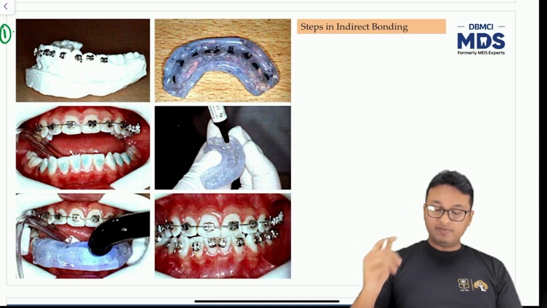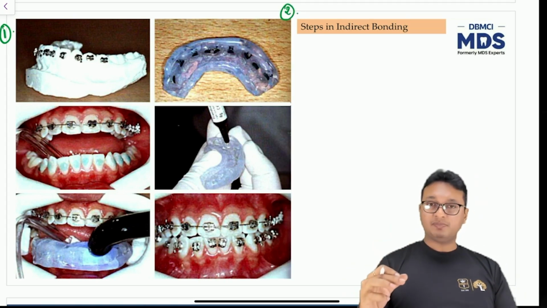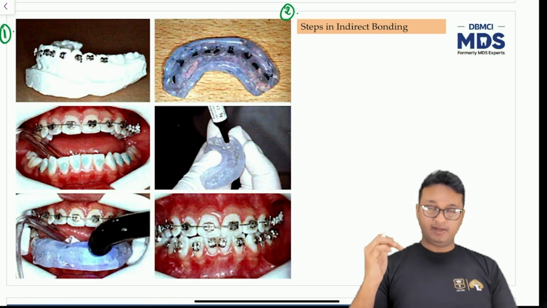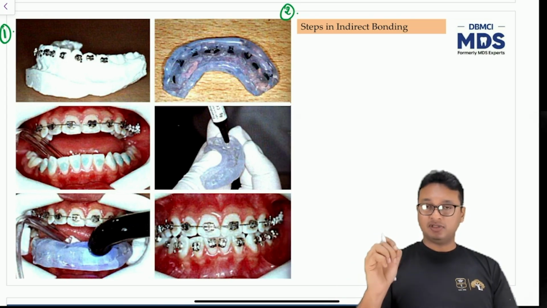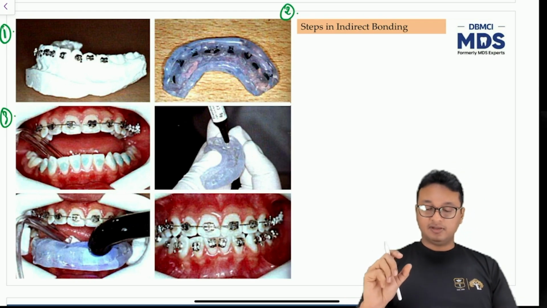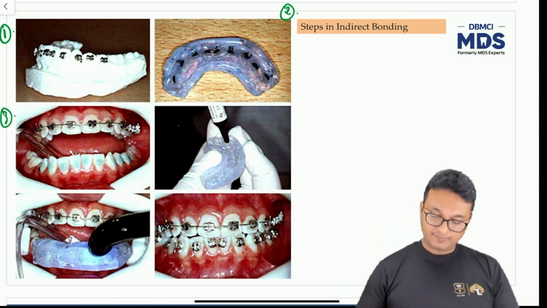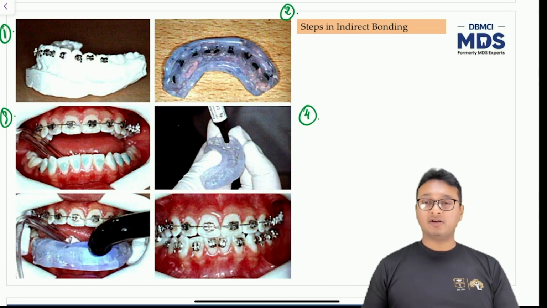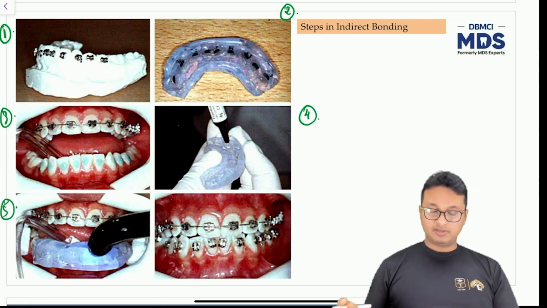Then after that, a polyvinyl siloxane impression is taken of the same cast. The same process is followed: etching, followed by priming, followed by application of adhesive onto the undersurface of the brackets. Then the transparent tray is used to transfer the brackets onto the tooth surface. So this is the tray I'm talking about. Here you can see the operator is applying the orthodontic adhesive on the undersurface of the brackets, and it is transferred to the teeth surface.